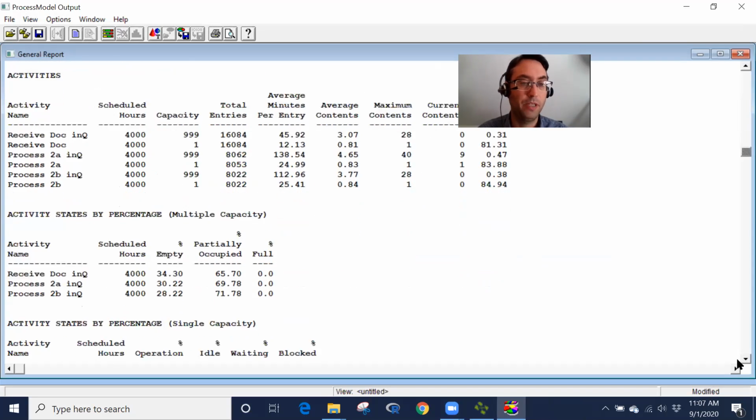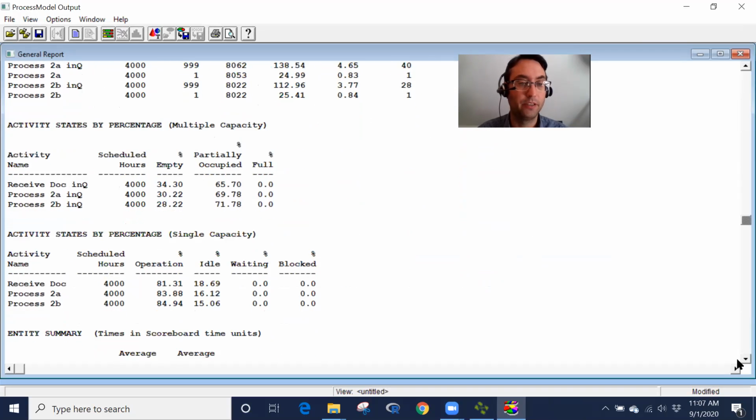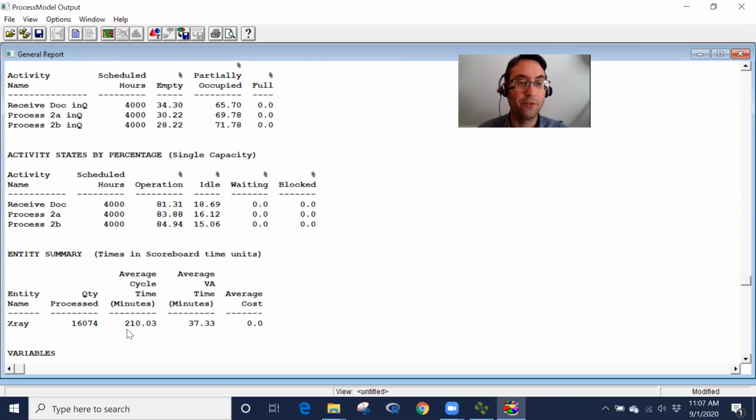But let's go back here, let's go down, sorry. Look at the value added time. Average cycle time jumped from 137 to 210, okay? So we jumped from 100 minutes of waiting time to 180 minutes of waiting time, 80% more waiting and waste in my process.